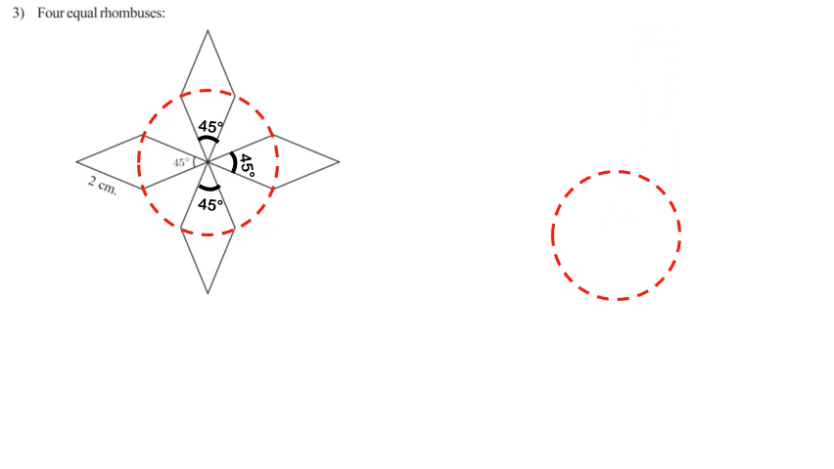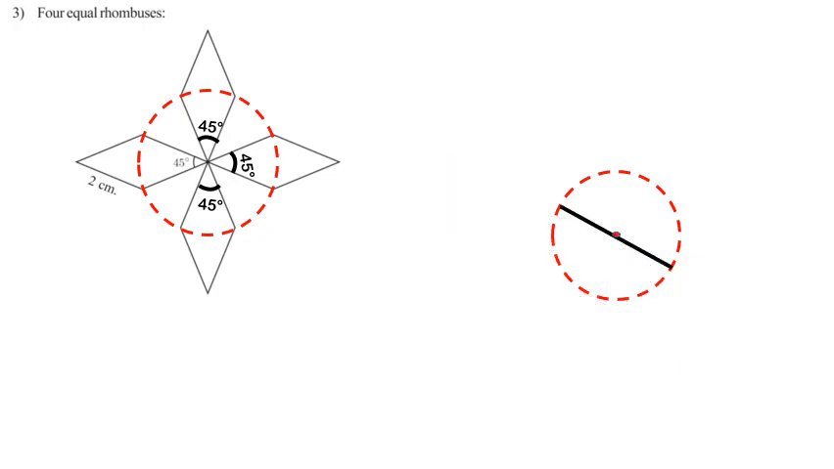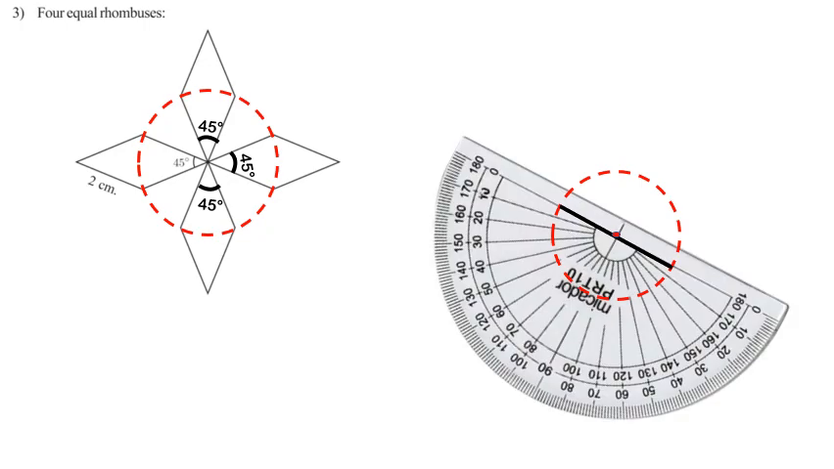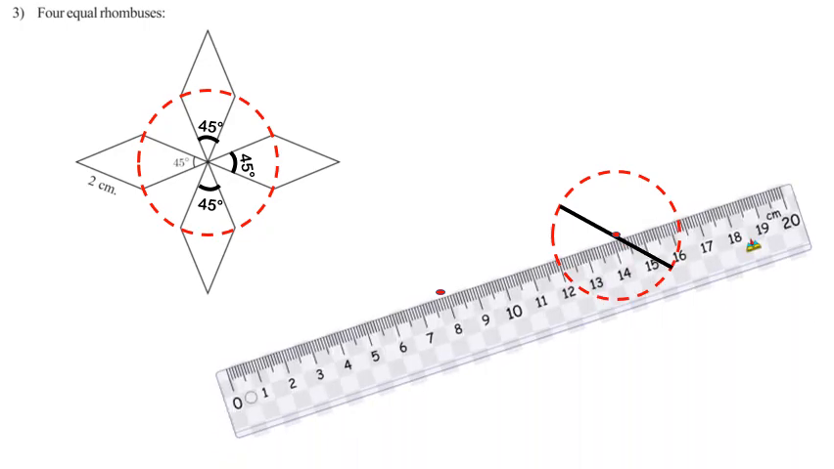Then draw one slanted diameter in the circle and mark its midpoint. Then keep our protractor to this point downward and mark 45-degree angle. Then use a ruler and draw another slanted diameter.